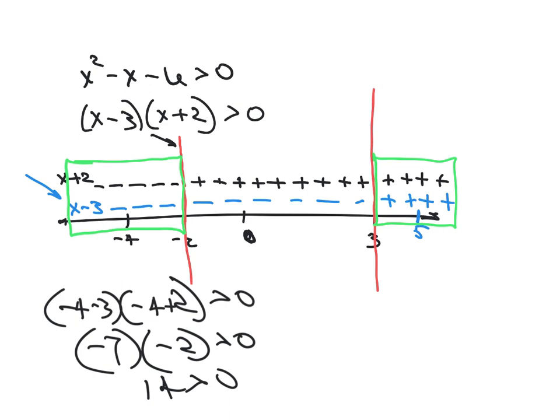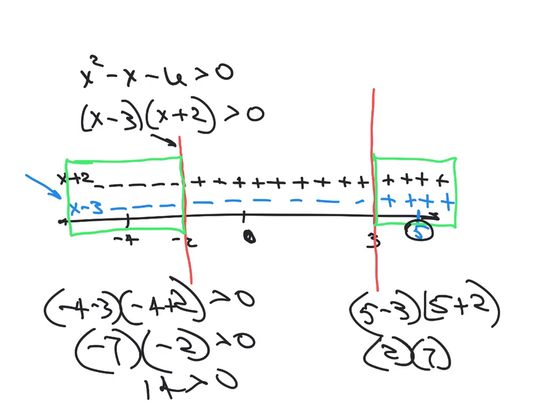Let's try the other side. Let's try putting 5 in. 5 minus 3 times 5 plus 2. And again, I'm taking that from over here. So I get 2 times 7, which is 14. Okay, so a positive answer when I did it there, a positive answer when I did it there. That's all I care about. I'm not looking for the value of x.